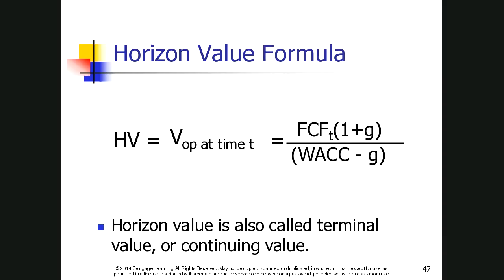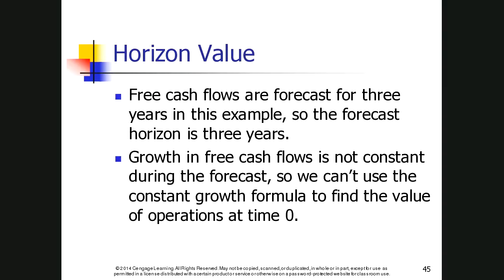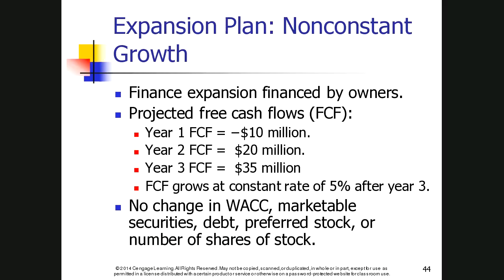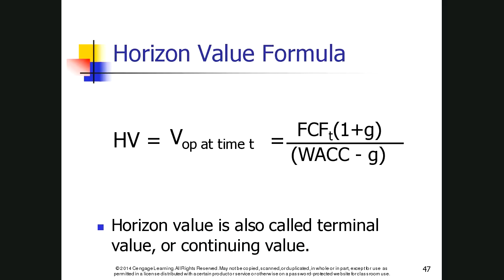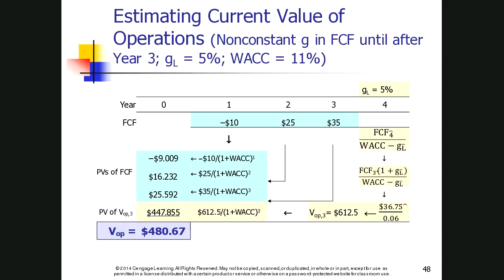The horizon value is going to take the free cash flow in the last year, not the last year, the third year. Okay, negative 10, 20, 35. Or sometimes we call it a continuing value.